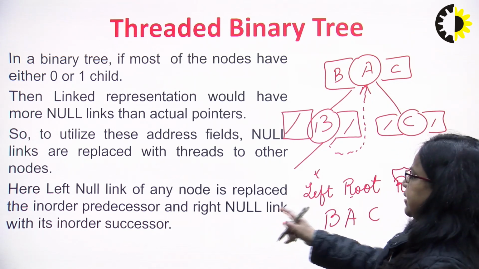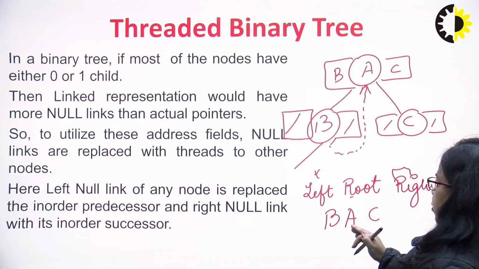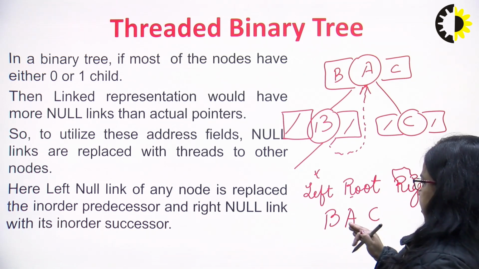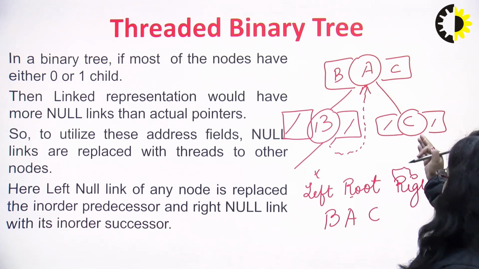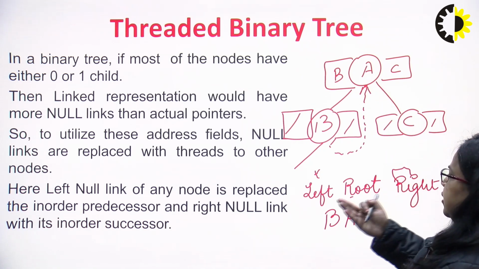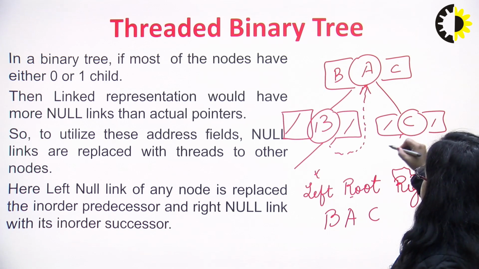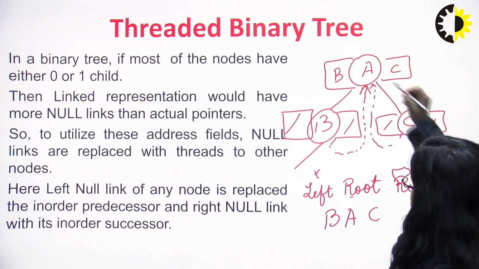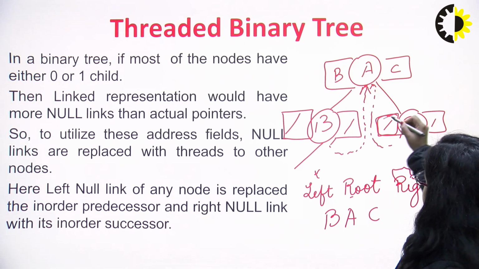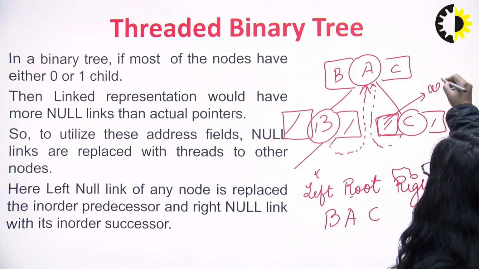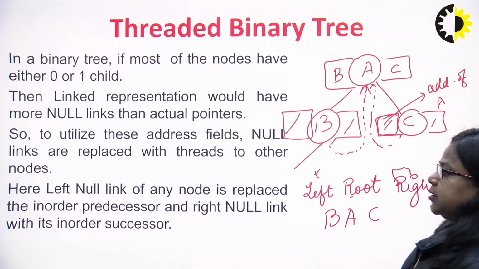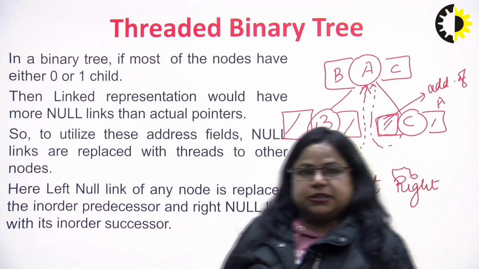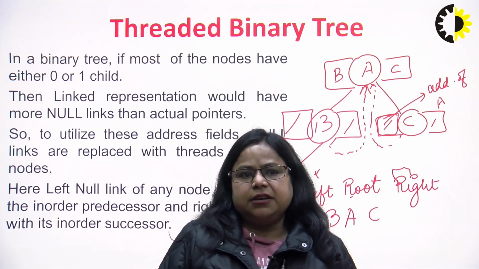Similarly, the right link is its successor. Who is the successor of B? That is A. So, we have to replace the thread with A. Similarly, in the case of C, if I am talking about the left link, it is being threaded with the help of node A. So, in place of null, we have to fill in the address of node A. This is the way the threaded binary tree works.